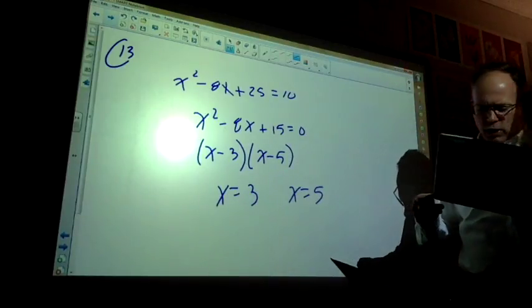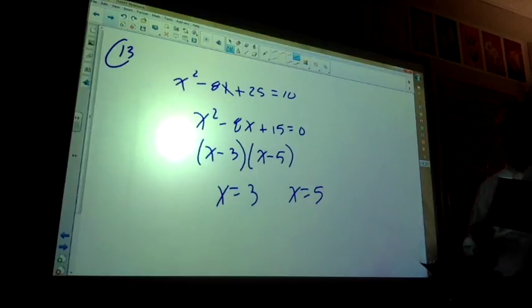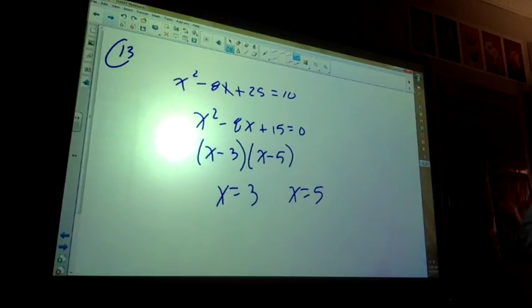Hey, quick question. Do both of those work? Yeah, absolutely. Do they both work because they're both positive? Yeah. Could one of them have been negative in a different type of problem and still worked? Yeah, if you plug it back in and the answer comes out positive, it's going to work. But not now because it's a win.